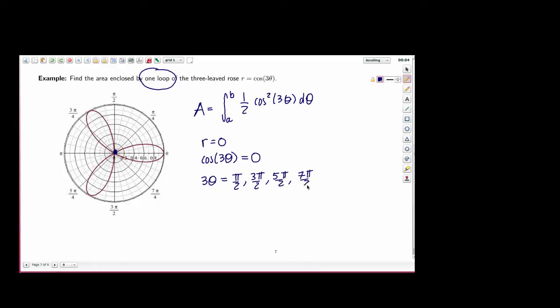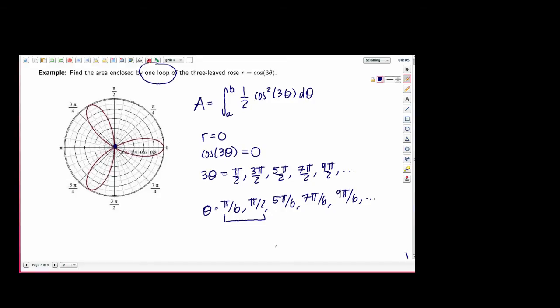So cosine is equal to 0 at the odd multiples of pi over 2, which gives us 3 theta equals these values, which gives us theta equals pi over 6, 3 pi over 6, or pi over 2, 5 pi over 6, 7 pi over 6, 9 pi over 6, etc. So we need to figure out what pair of values is going to give us one loop of our curve. There are multiple options at this point. The first thing I might do is look at this first pair, pi over 6 and pi over 2, and see what happens.